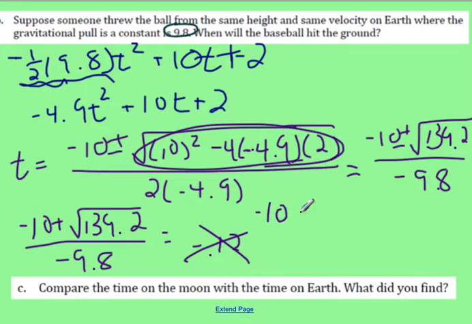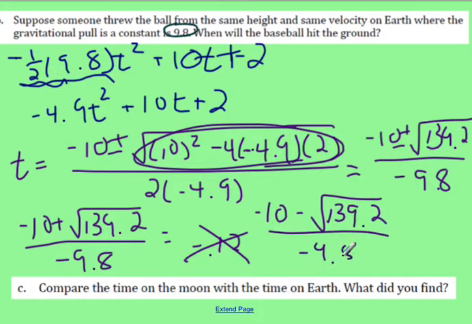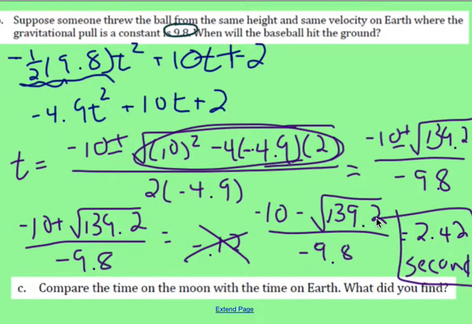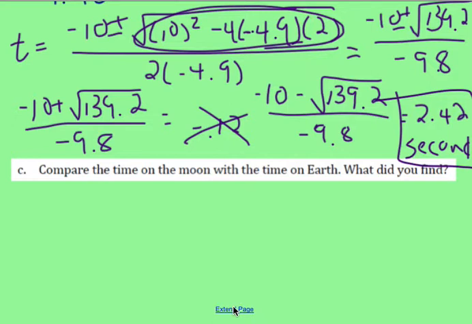So now let's try our minus version. So negative 10 minus the square root of 139.2. Hit enter and divide that by a negative 9.8. And once you do that, you get 2.42, which makes a lot more sense, and we're going to write seconds. So on Earth, it only takes 2.42 seconds to return back to the ground.